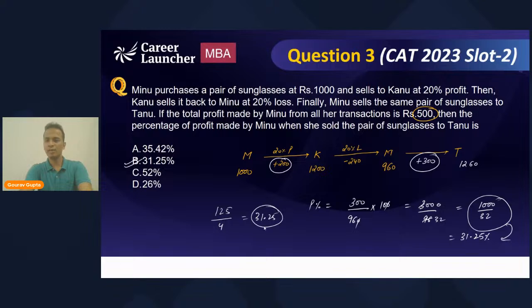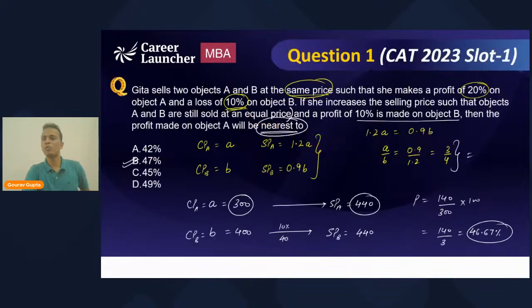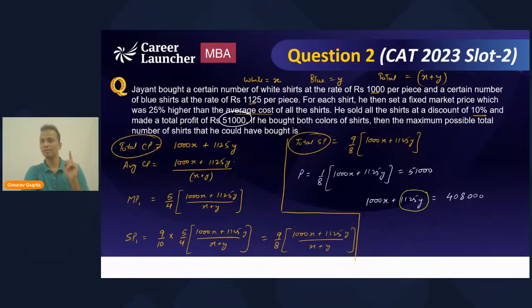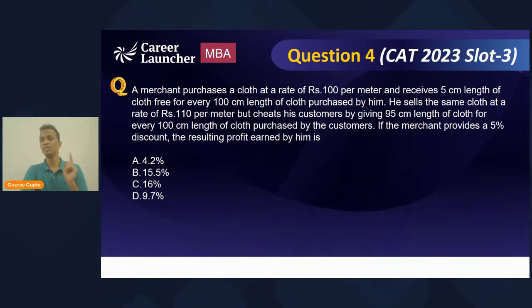So let's move on and look at the next question. Question number 4, CAT 2023 slot 3. So the first question was CAT 2023 slot 1, then CAT 2023 slot 2, and so on. So up till now, there are already 4 questions from CAT 2023 which have appeared from profit loss discount. Okay, now look at this one.